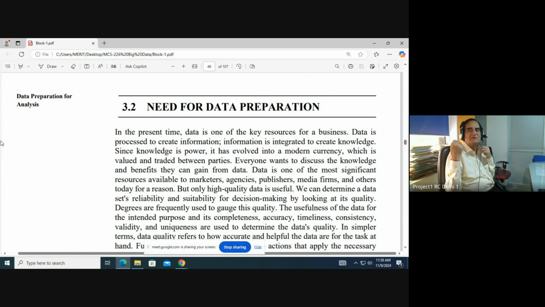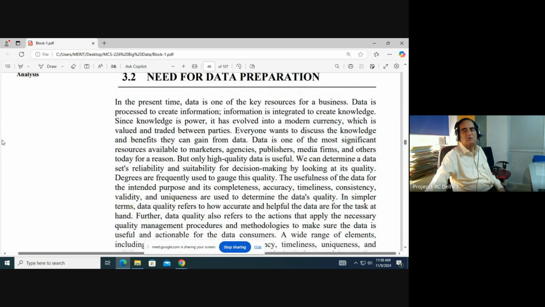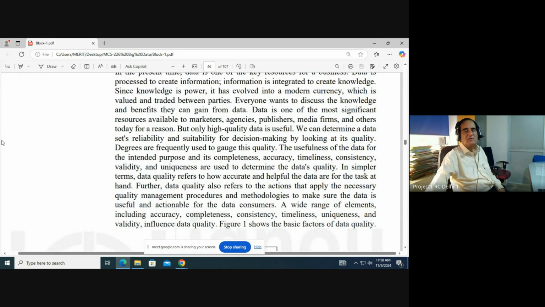So key source for businesses, data is to be processed to create information. Information is integrated to create knowledge. So that is what we say. Data से information मिलता है, information से knowledge मिलता है. Since knowledge is power, it has evolved into modern currency, which is valued and traded between parties. So that's where data has become important, because data से आप information create करते हो और वहाँ से knowledge create करते हो. Everyone wants to discuss the knowledge and benefit they can gain from the data. Data is one of the most significant resources available, and so on and so forth. So that's where the basic concept is: data, information, knowledge, and wisdom.